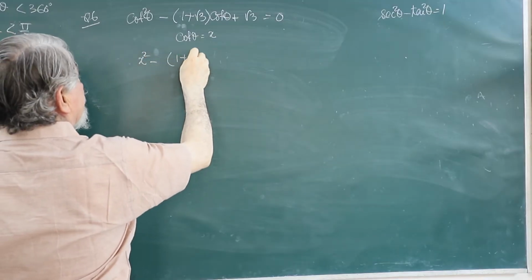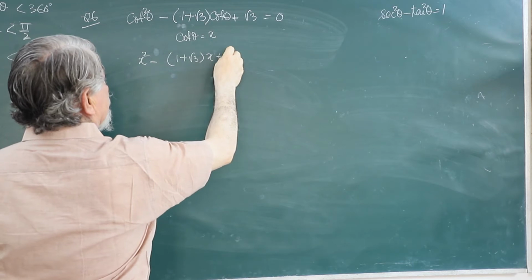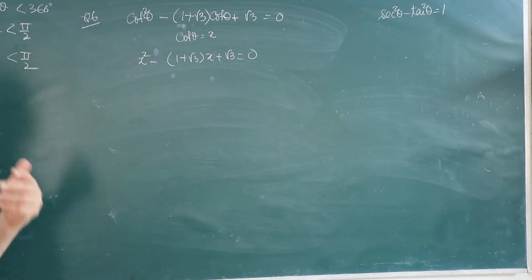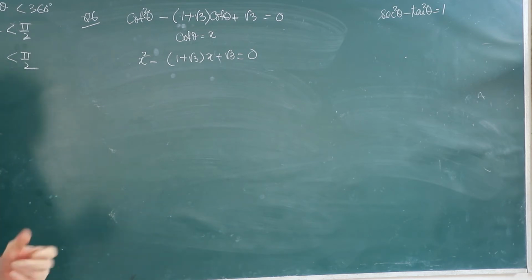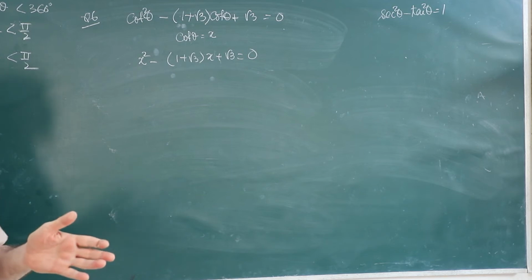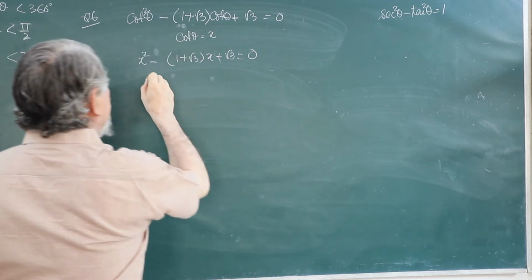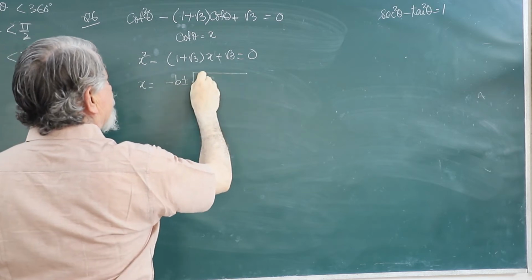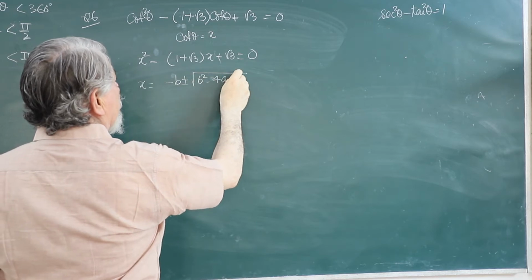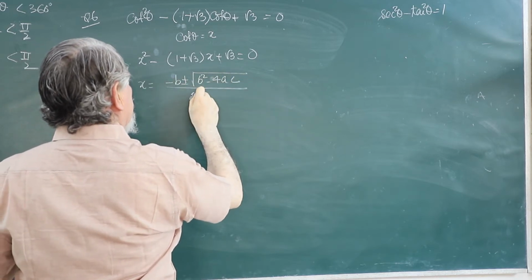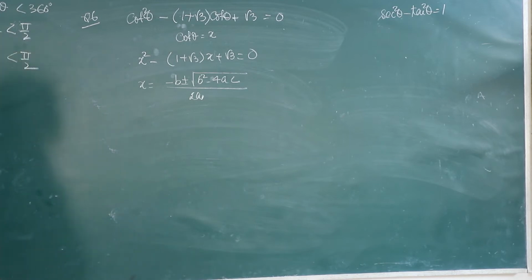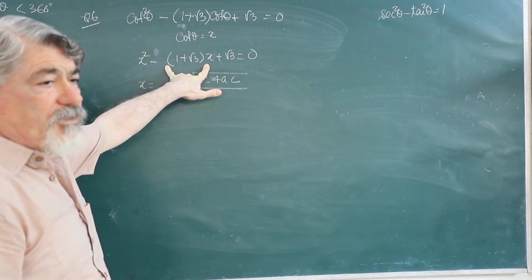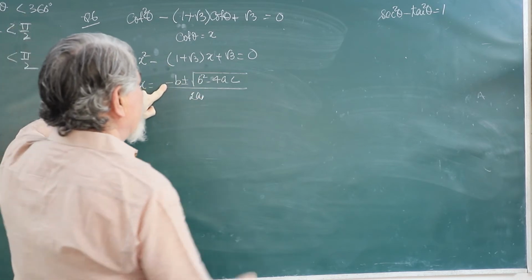So x square minus 1 plus root 3 x plus root 3 is equal to 0. It is a quadratic equation in the form ax square plus bx plus c. So x will come out to be minus b plus minus under root b square minus 4ac upon 2a, where b is the coefficient of x, which is minus, so it will become plus.